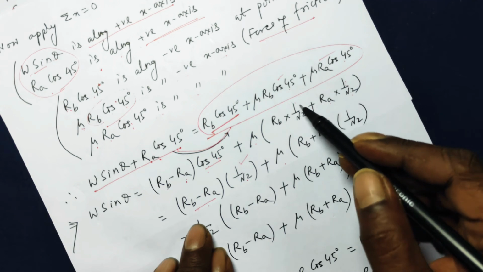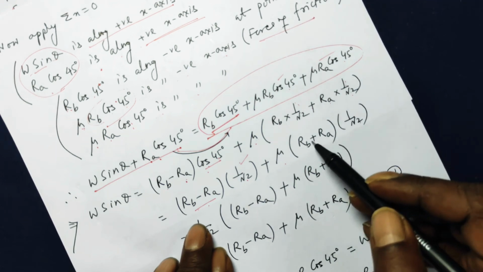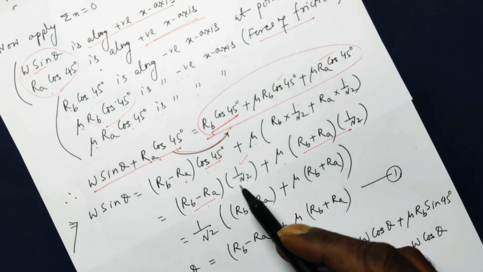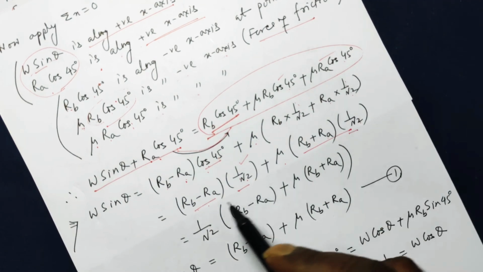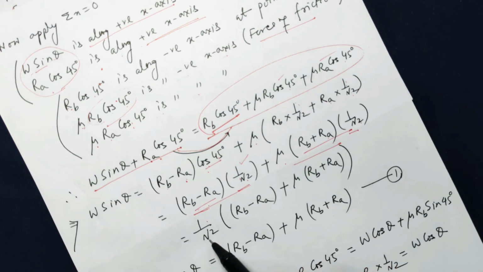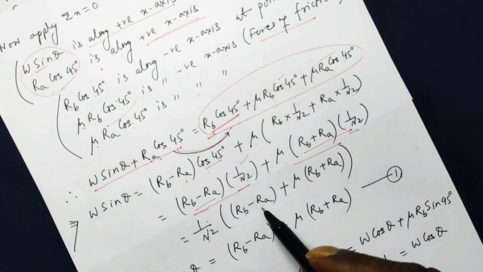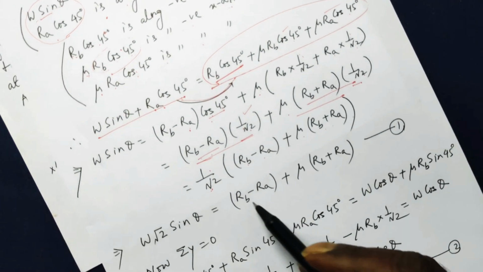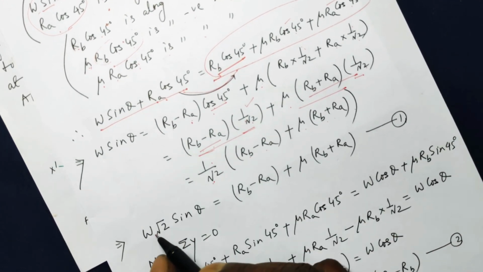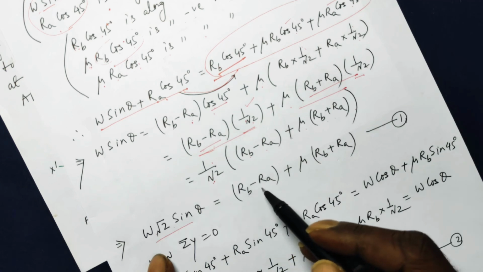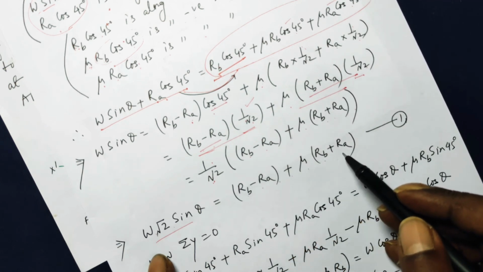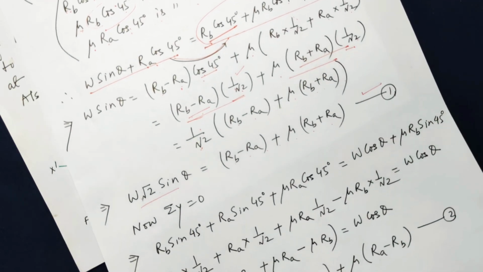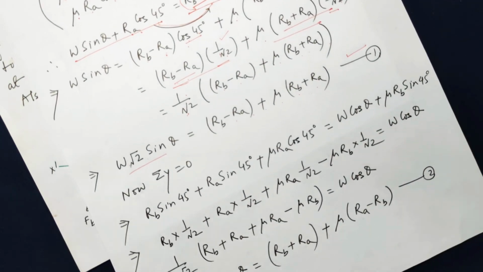Now take 1 by root 2 common, you are left with Rb plus Ra. There is 1 by root 2 here and 1 by root 2 here. There are two different terms, so take 1 by root 2 common. So we are left with Rb minus Ra plus mu times Rb plus Ra. Now bring this root 2 to the left hand side. So this becomes W root 2 sine theta equals Rb minus Ra plus mu times Rb plus Ra. Make it equation 1.